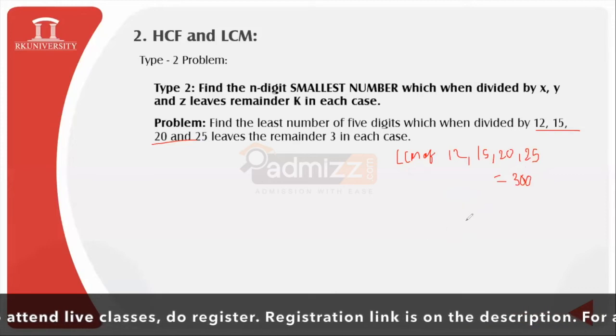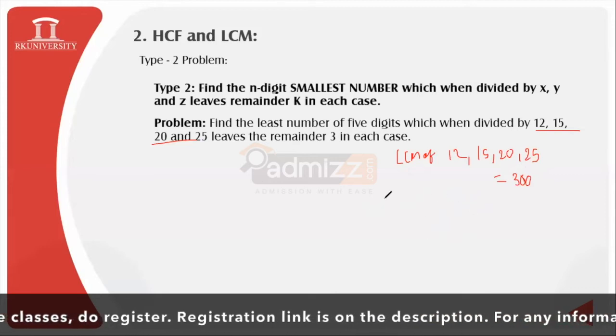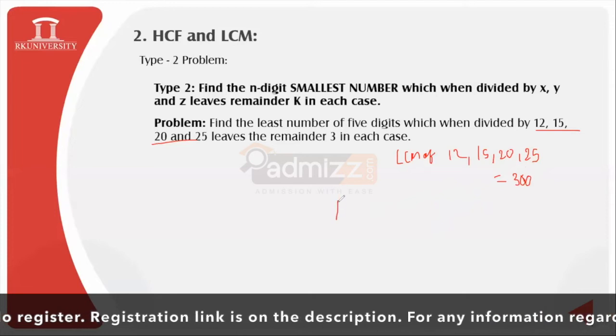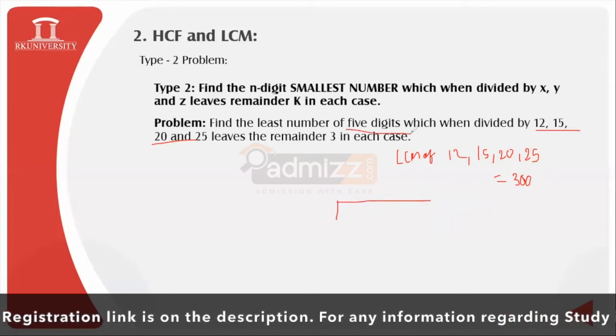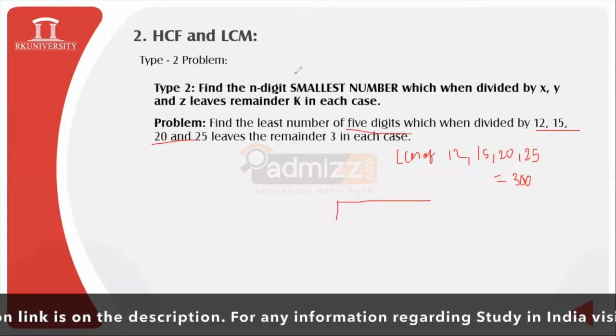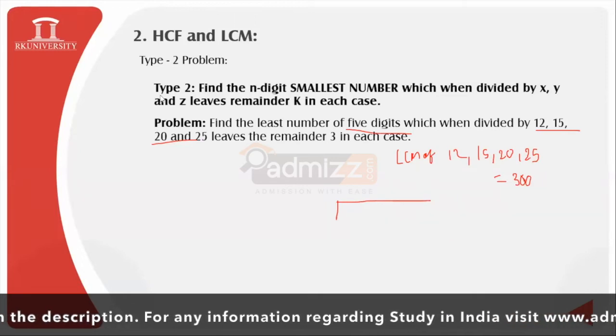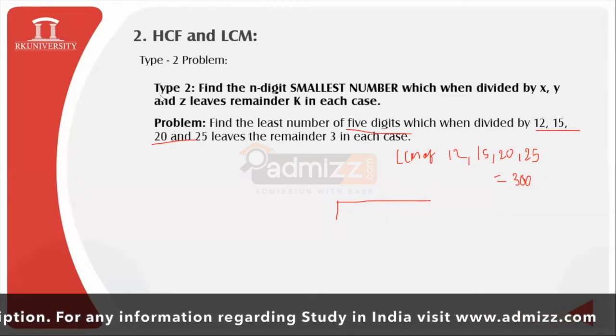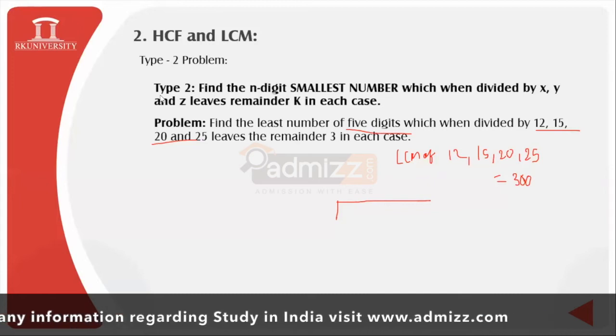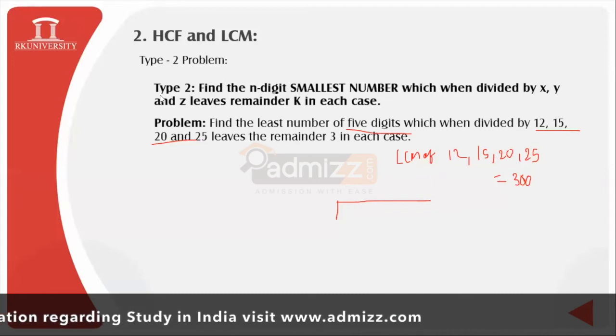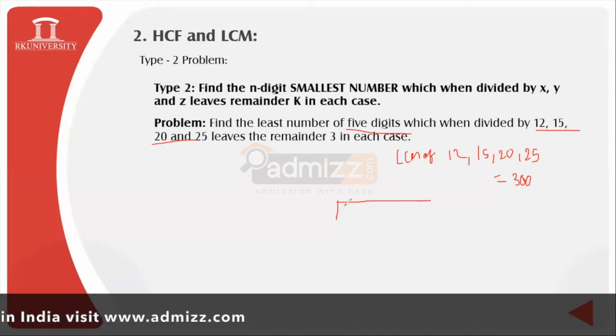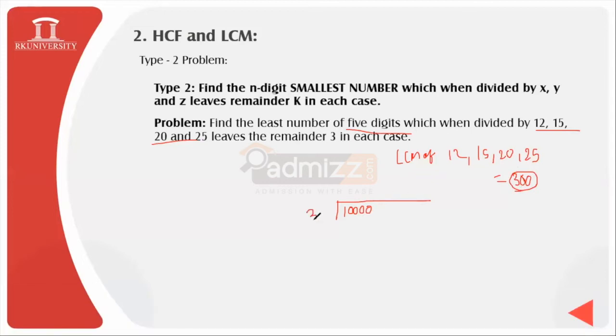Now, what we need to do, students, is write the lowest number of 5 digits. Can anybody tell me what is the lowest number of 5 digits known to you? Yes, very good, I have the response in my chat window. The lowest number of 5 digits is 10,000, definitely. So that 10,000 value will be our dividend. This 300 value is our divisor.